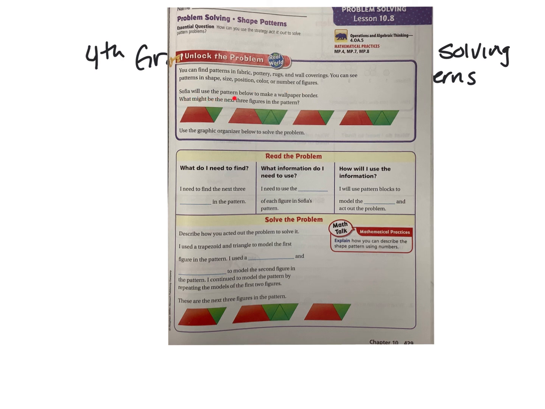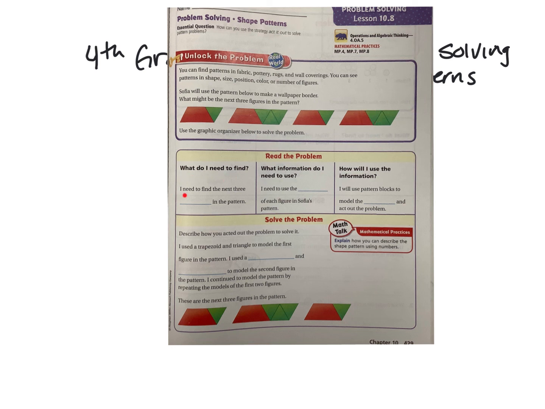Sophia will use the pattern below to make a wallpaper border. What might be the next three figures in the pattern? So let's take a look at this pattern, and then we will use the graphic organizer below to solve the problem. I see a red trapezoid with a green triangle, then a red trapezoid with three green triangles, then a red trapezoid with a green triangle, and then a red trapezoid with three green triangles.